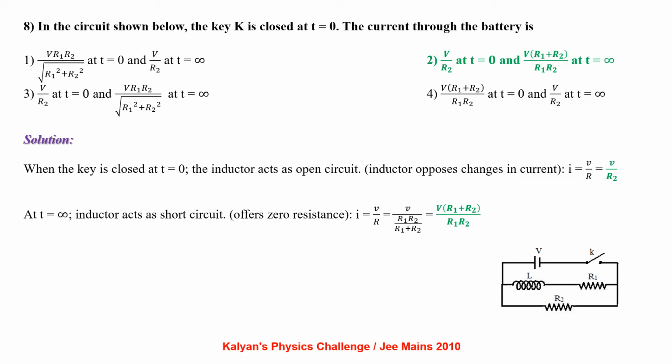Now at t equal to infinity, the inductor acts as a short circuit because it has reached steady state. Now it offers zero resistance. So the current will be I equal to V by R. Now as the inductor is short circuited, we can see R1 and R2 are connected in parallel to each other. So the effective resistance is R1 R2 by R1 plus R2. So I equal to V times R1 plus R2 by R1 R2.